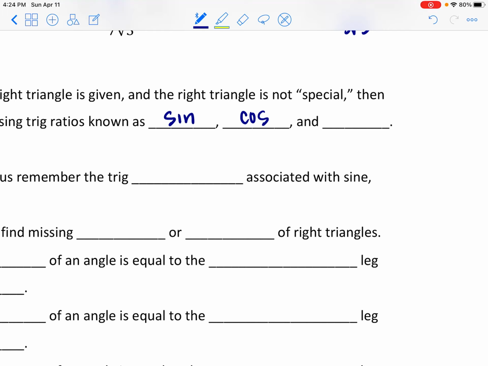And then cosine is abbreviated COS, but again, we're still going to read that as cosine. So we're not going to say "sin" here, we're not going to say "cos" here, we're going to say sine, we're going to say cosine. Okay, we're abbreviating for writing purposes, but we still read the full word.